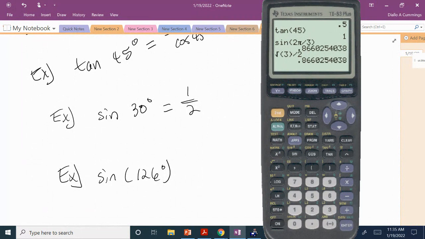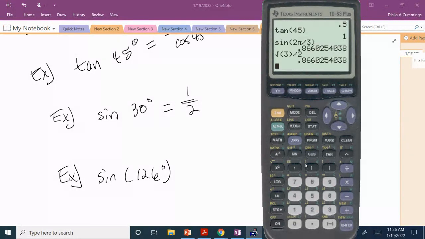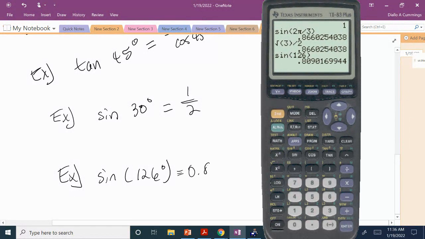All right, so to find the sine of 126, we want to make sure that we are in degree mode, right? Because we're putting in a degree measure. I'm going to put in the sine of 126, and we get 0.809.